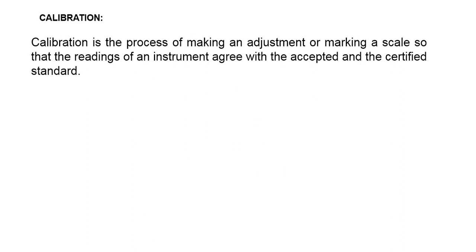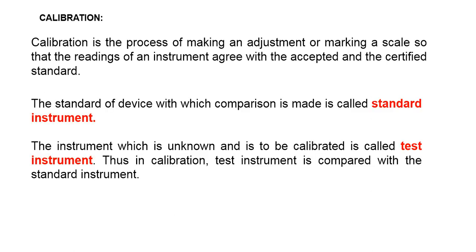Calibration is a process of making an adjustment or marking the scale so that the reading of the instrument agrees with the accepted and certified standards. That is calibration. The standard device with which it is being compared is called the standard instrument, and the instrument whose reading is unknown, or which is to be calibrated, is called the test instrument. Thus in calibration, the test instrument reading is compared with the readings of the standard instrument. So this is what calibration is all about.